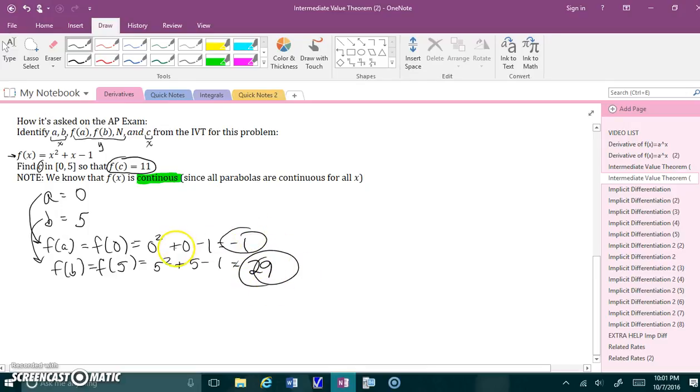Now I have to find n. Now remember, n is the y value that you want to reach. Well, it's telling me right here that I want to reach 11 for that mystery x value. So I'm going to call n 11 here, because again, that's the height or the y value I want. And now I need that c such that when I plug c in the function, I get 11. And that's the key. When I plug c in, I get a y value of 11.